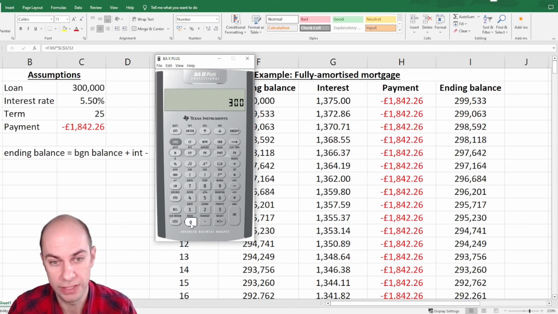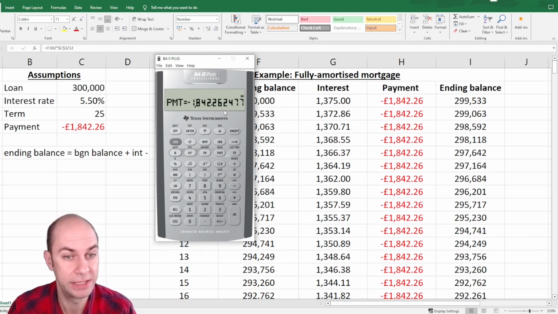My loan amount is 300,000. I'm going to store that as PV. And then, as you know, we need to calculate the payment. So I'm going to press compute, and then I'm going to press payment. Okay, and I'm getting exactly the same answer, 1842.26. So that is the payment.